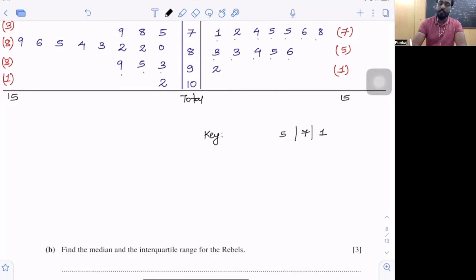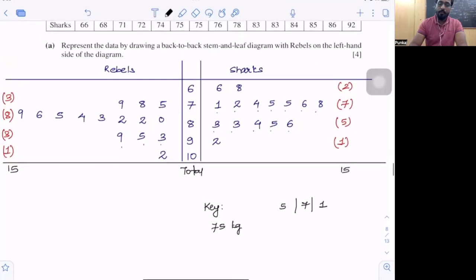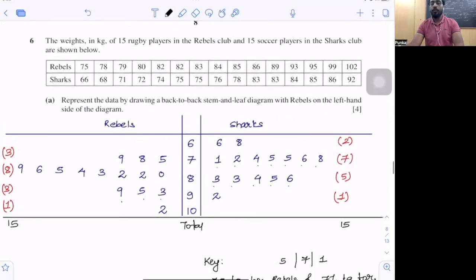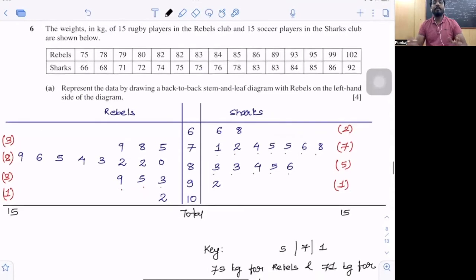It means 75 kg for the rebels, who are on the left, and 71 kg for the sharks. So that's how you represent a stem and leaf diagram.